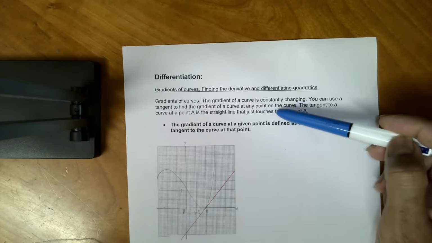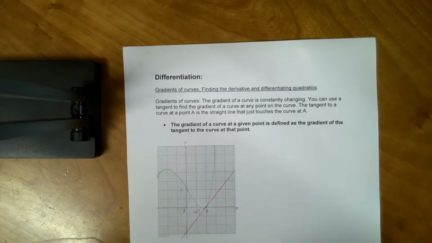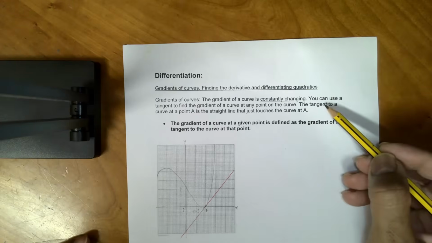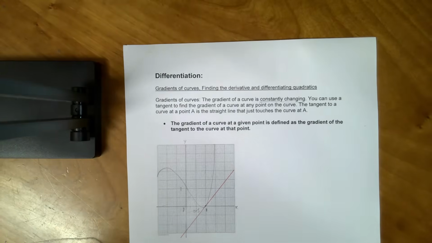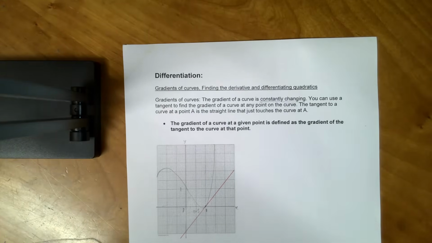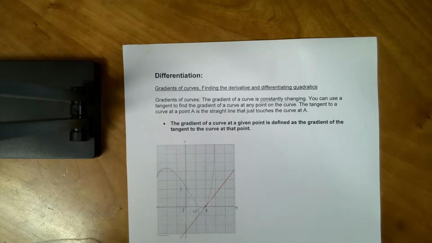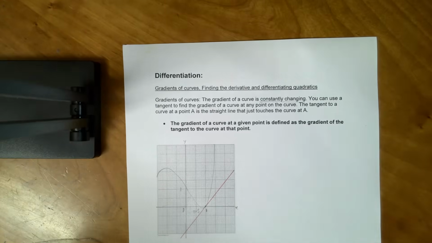Let's go with that again. The gradient of a curve is constantly changing. What it's trying to say here is that the gradient of the curve will be constantly changing. And you can use a tangent to find the gradient of a curve at any point on the curve. We have discussed that previously, and it's a similar thing. A tangent to a curve at a point A is the straight line that just touches the curve at A.